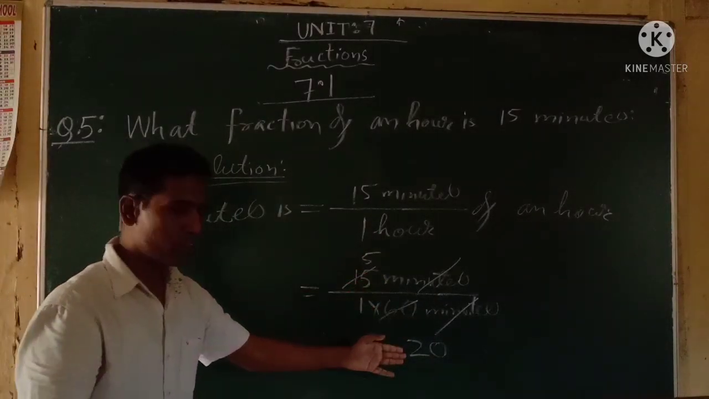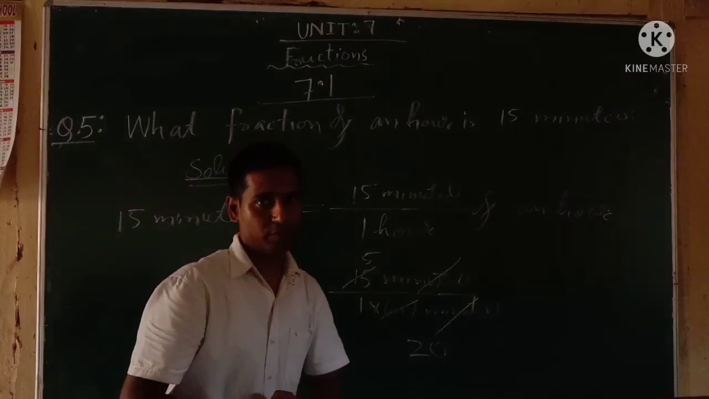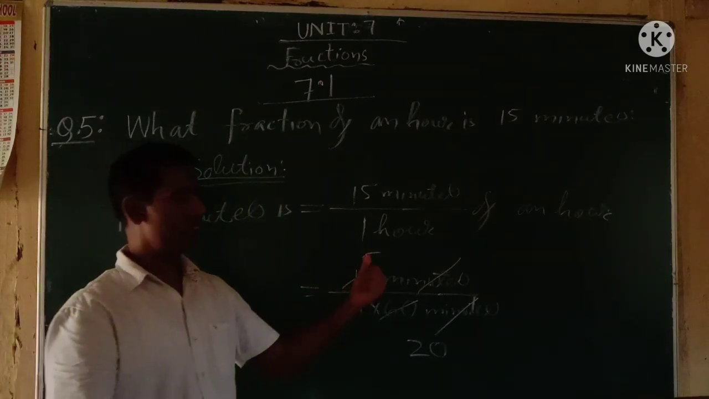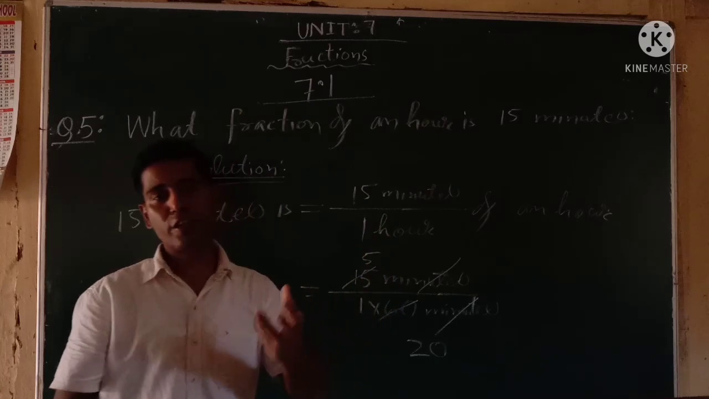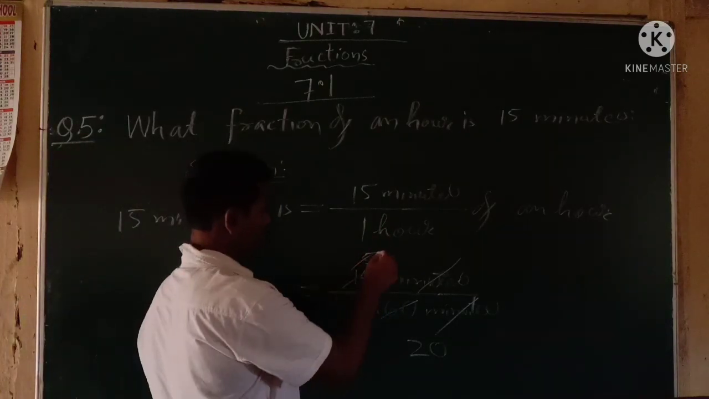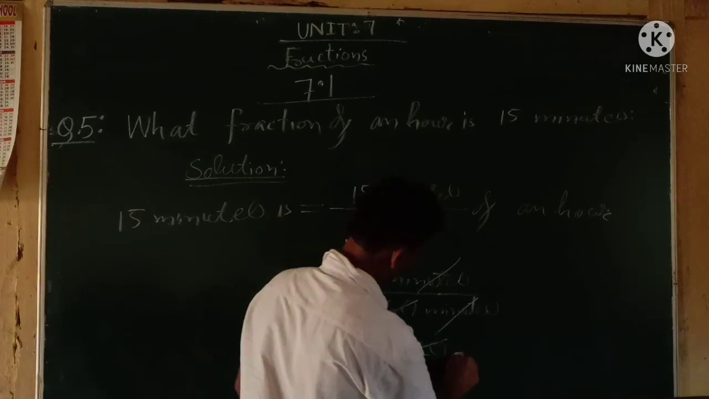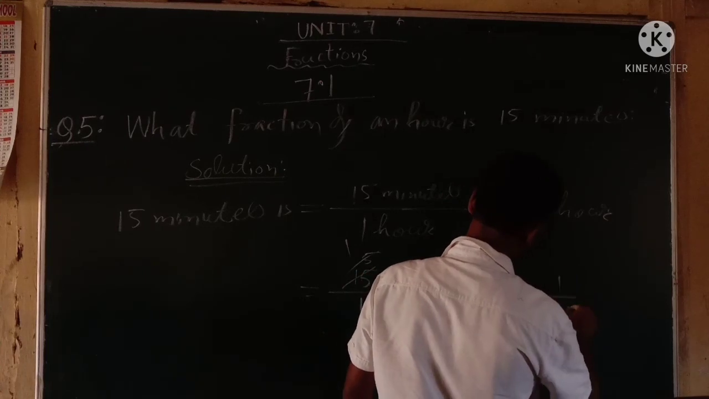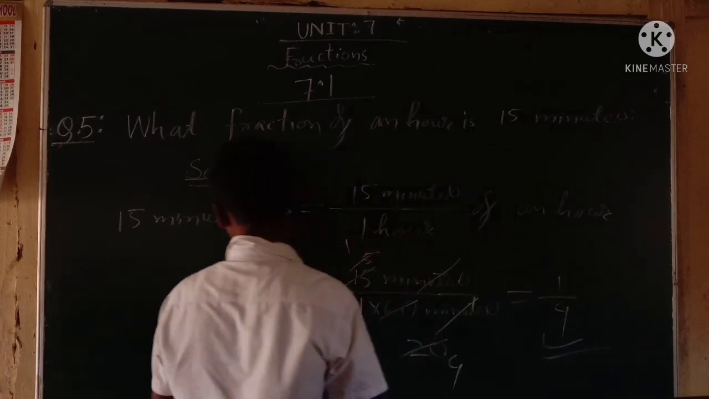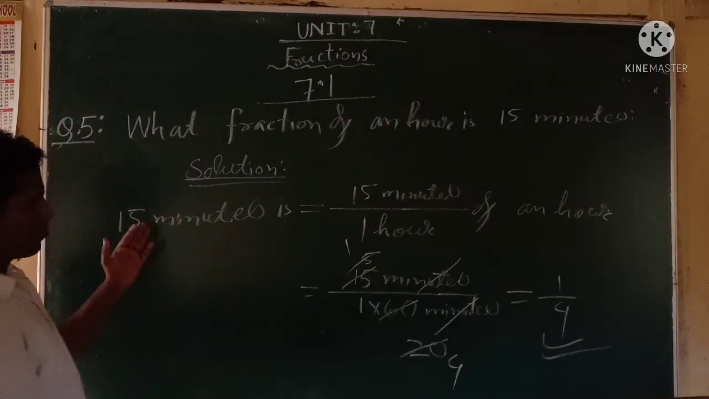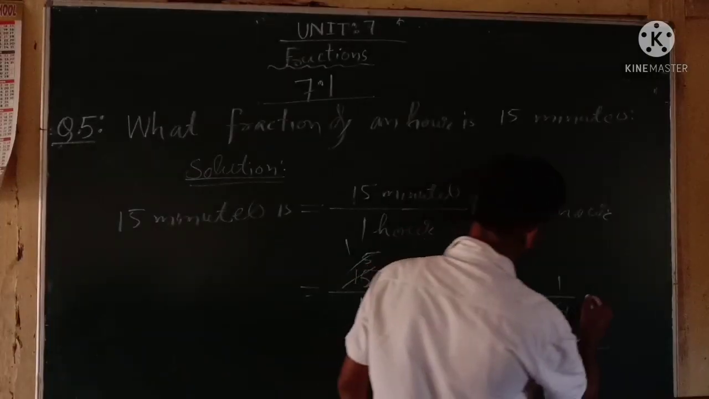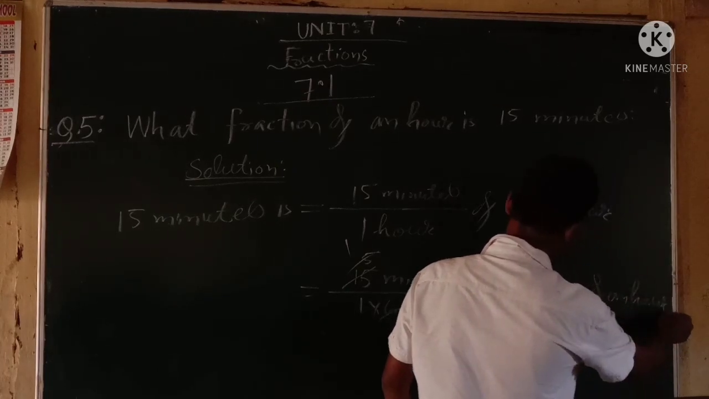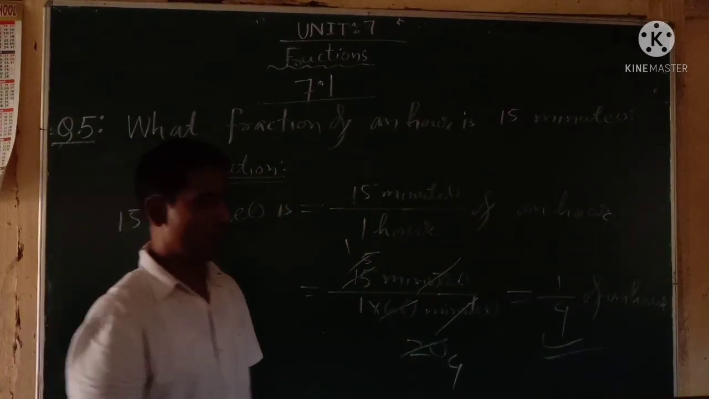Now 5 and 20 are both divisible by 5. We know that a number is divisible by 5 if the digit at one's place is either 0 or 5. So 5 times 1 is 5 and 5 times 4 is 20. So we got 1 by 4. This is the reduced fraction. So that means 15 minutes is 1 by 4 part of an hour.